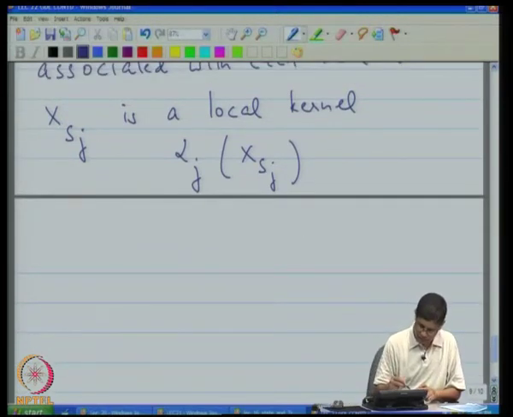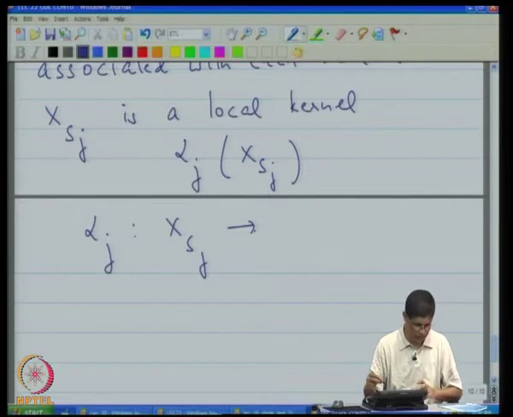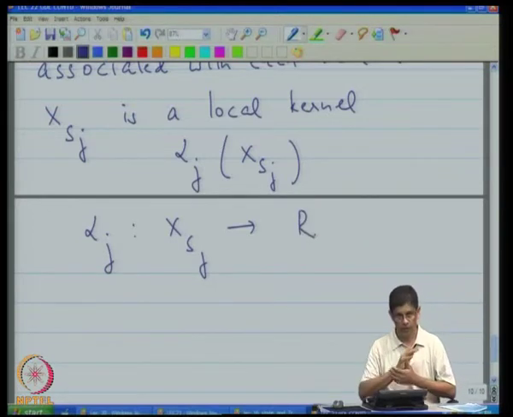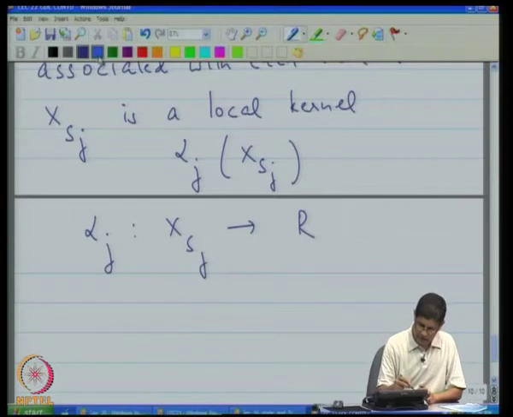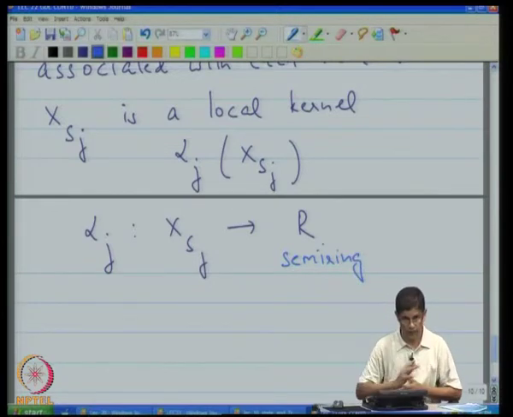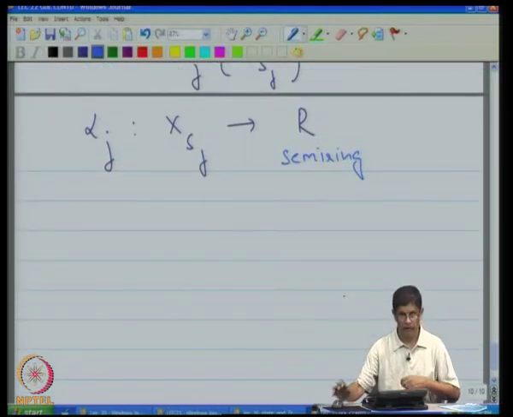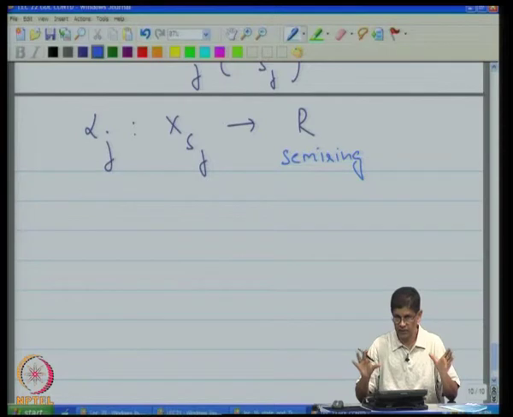And what does this do? So, this alpha_j maps x_{S_j} onto R. What is R? Well, R is where our semiring comes in. So, the values of alpha are in some semiring R. To begin with, you can think of it as the max product semiring, that is, it is the set of all non-negative real numbers, and the operations of the semiring are the usual addition and multiplication.